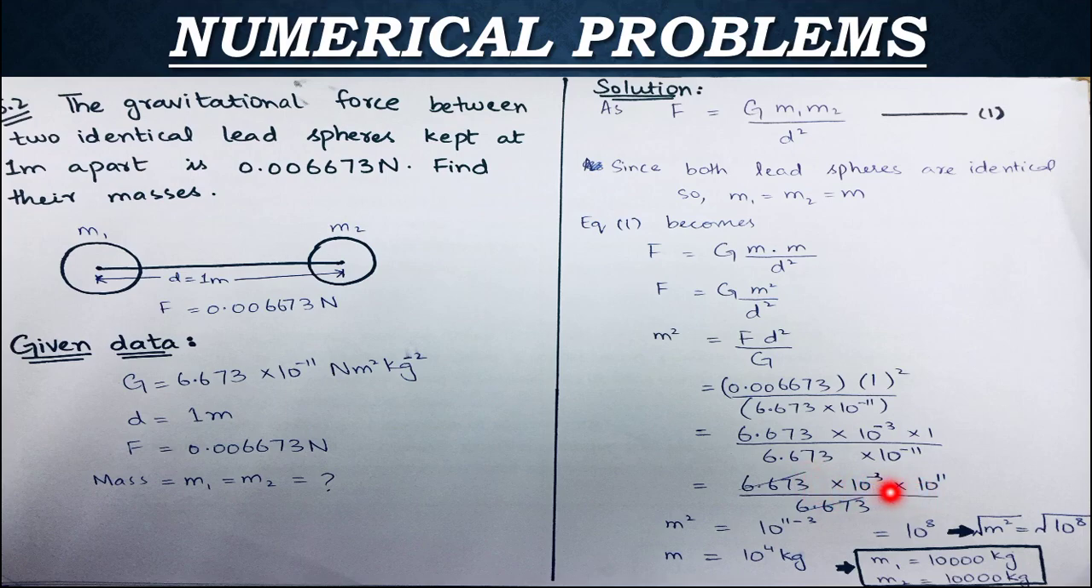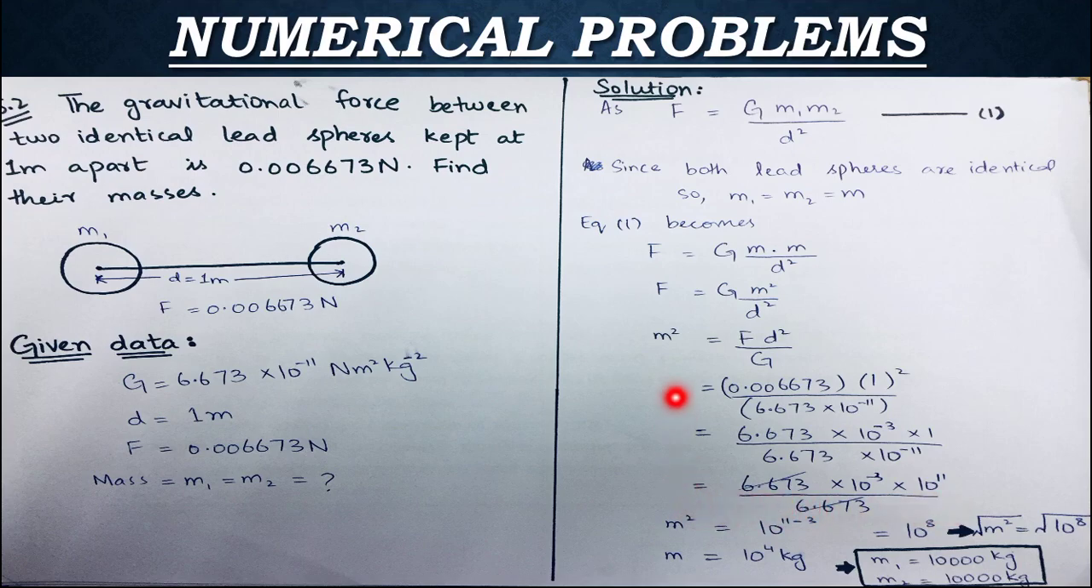So 10 raised to the power minus 3 and 10 raised to the power 11 will be 10 raised to the power plus 11. And you can simply cancel 6.673 with 6.673. By solving this, as they both have the same bases, we can write the base once and add the powers. It will be 11 minus 3, which will be equal to 10 raised to the power 8.